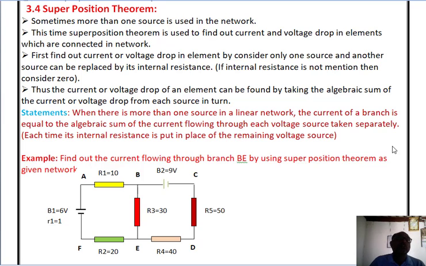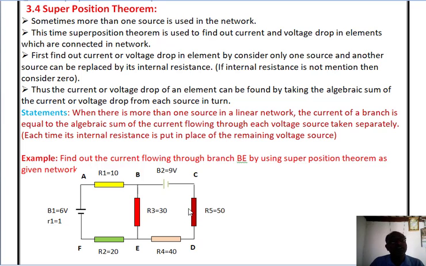Superposition theorem. Sometimes more than one source is used in the network. To find out the current passing through the elements or the voltage drop in elements connected in the network, the superposition theorem is used. First, find the current and voltage drop in the elements by considering only one source, and the other source can be replaced by its internal resistance.